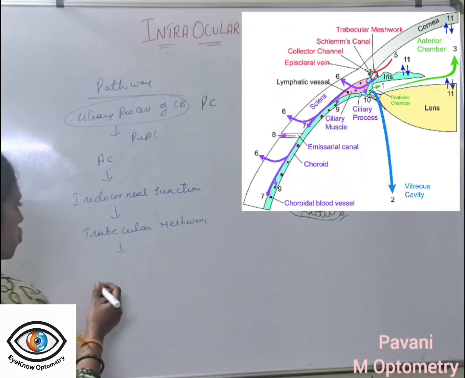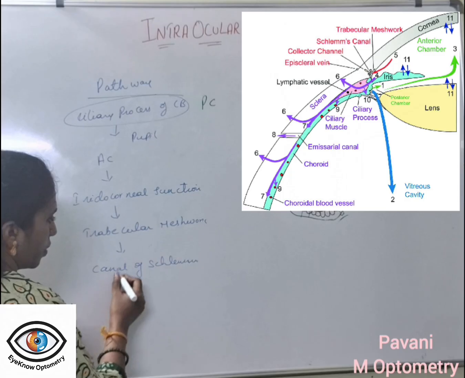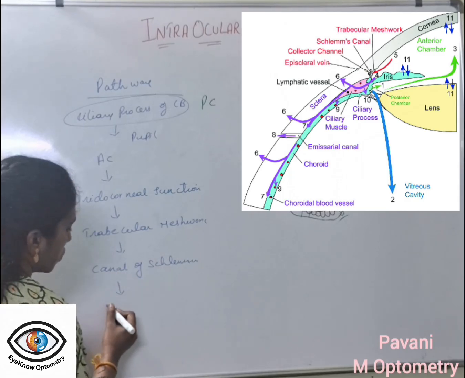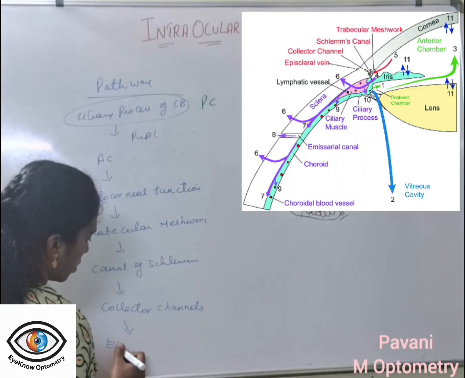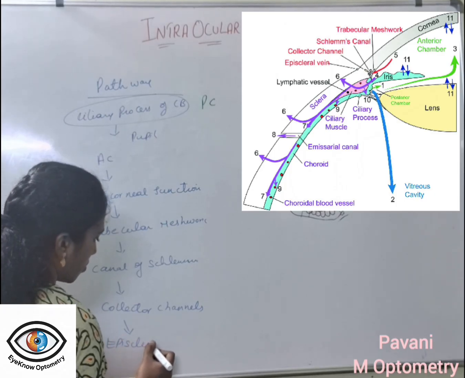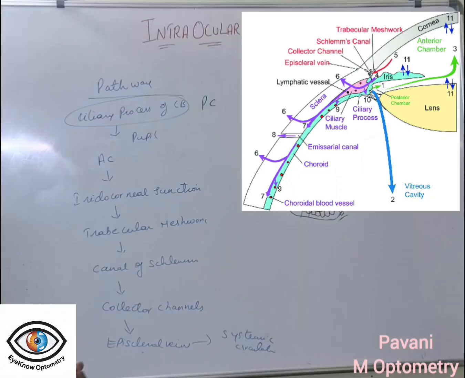From the trabecular meshwork, it goes to the Schlemm canal. From there, the aqueous humor is sent to the collector channels. From there, it goes to the episcleral veins and then joins the systemic circulation. And this pathway, we call it the conventional pathway.